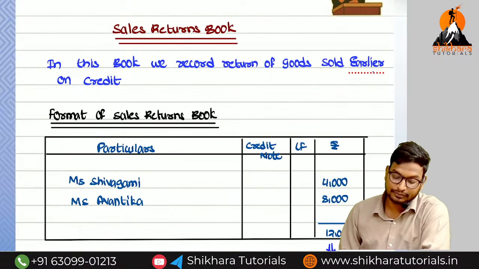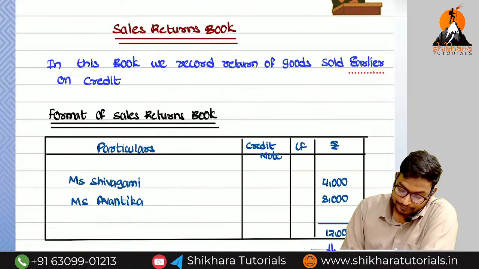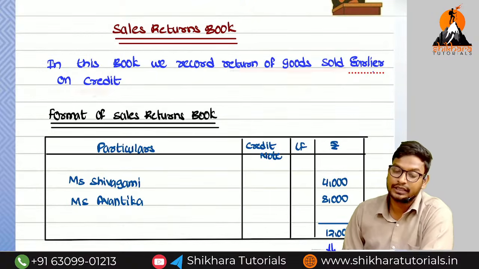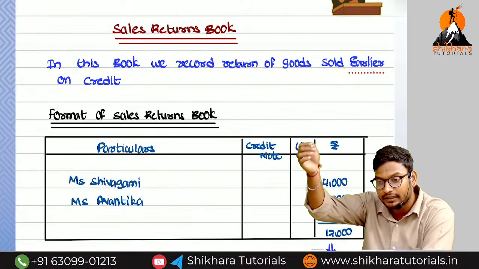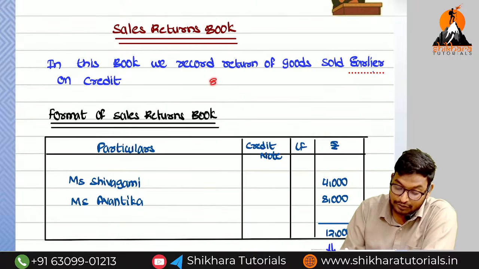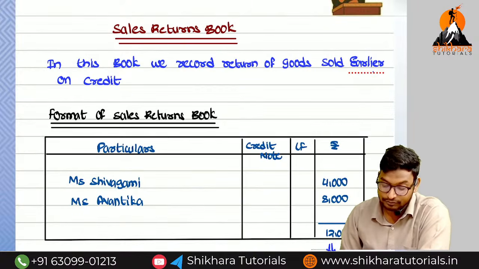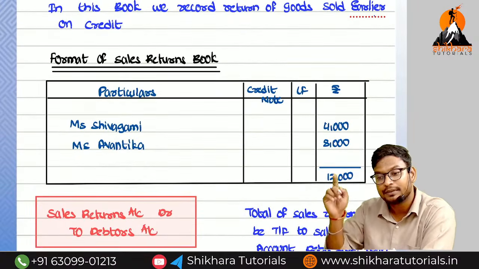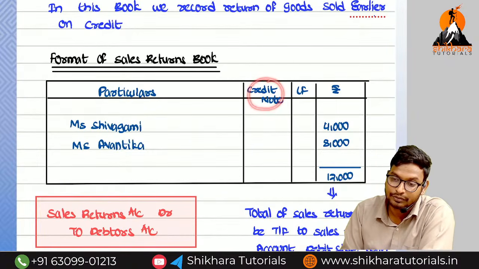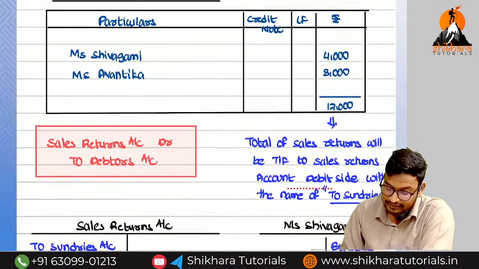In the sales return book, we record the return of goods sold earlier on credit. Which are the goods we have sold earlier on credit? So if that person is returning, we are going to record in which book? Sales returns book. In the purchase book we used a debit note. Here what do we need to use? Credit note. Why, sir?